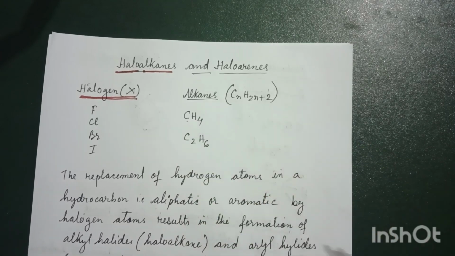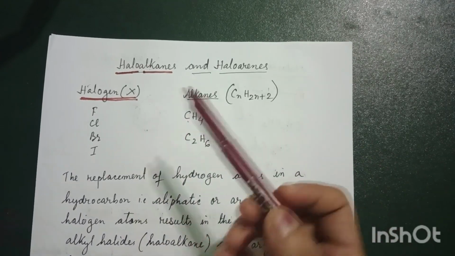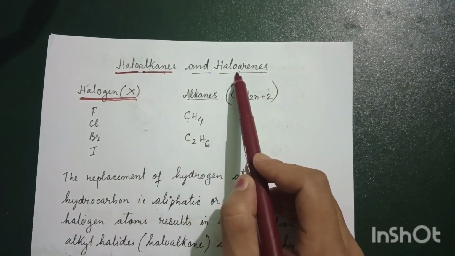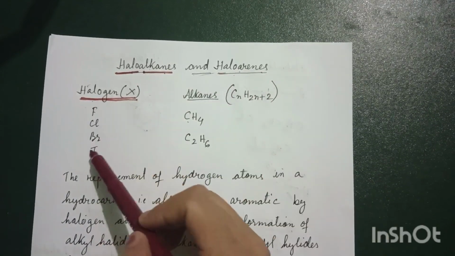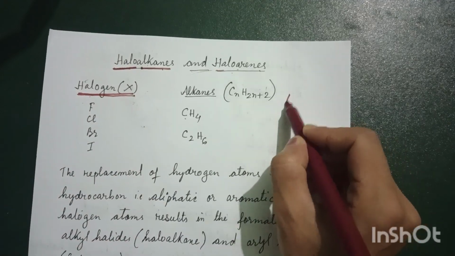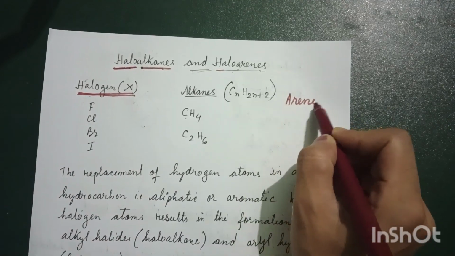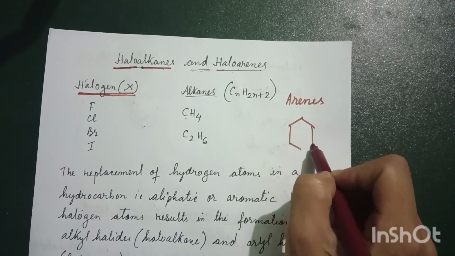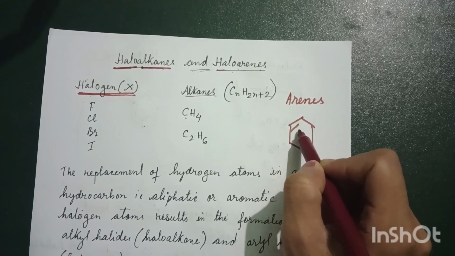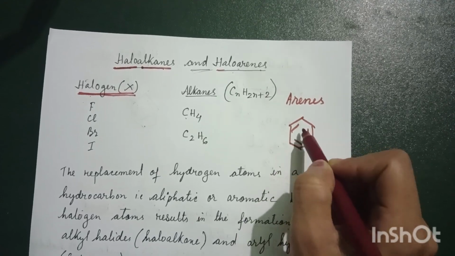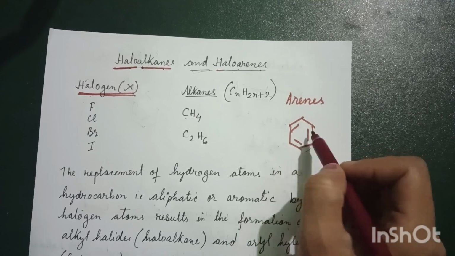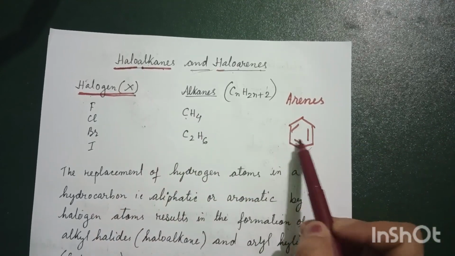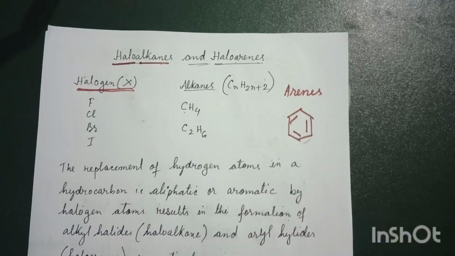Now, how to prepare haloalkanes? And also let us know haloarenes. Now it is not alkane, it is arenes. Halo means halogen groups. When we talk about arenes, we are talking about the aromatic ring. So this is an arene. Like this is an alkane, in this way the aromatic rings are called arenes.